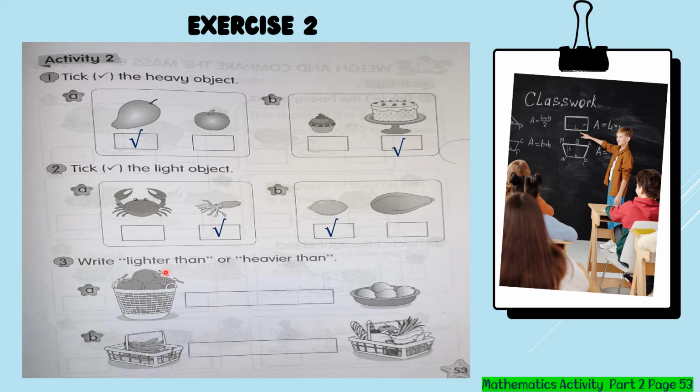Number 3, write lighter than or heavier than. A basket of coconuts is heavier than a bowl of mangoes. And the basket of bananas is lighter than the basket of mixed fruits.